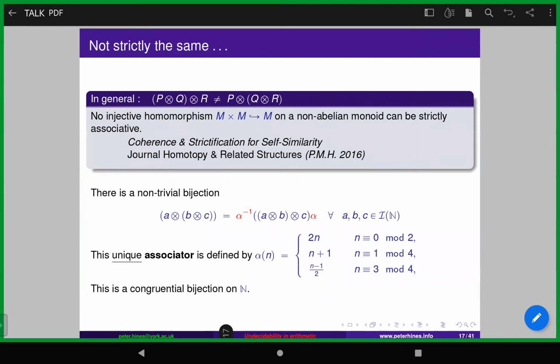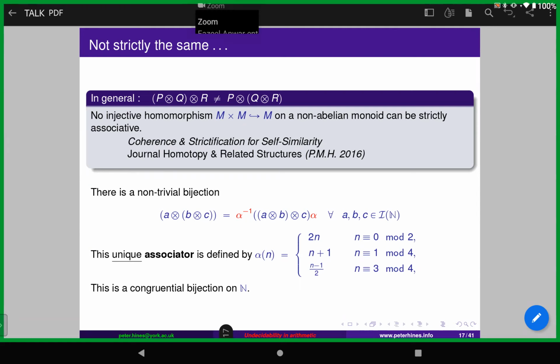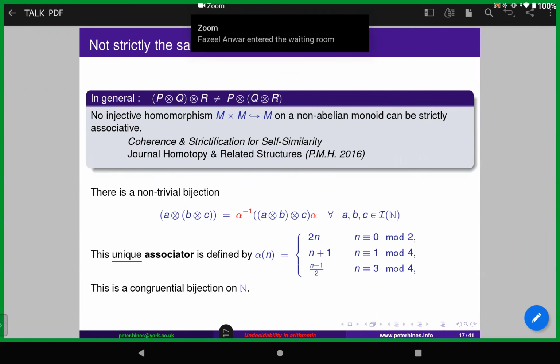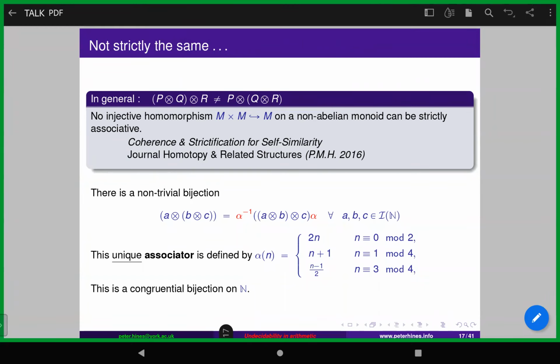And then we discover a property which is somewhat unusual for a conjunction, which is it's not associative. And this is a general property. A paper from 2016 tells us that if you've got any injective homomorphism from 2 copies of a monoid to a single copy of a monoid, assuming the monoid is non-abelian, this can't be strictly associative. Bracketing matters. But it doesn't matter very much, because what we do have is a single bijection on the natural numbers that maps one bracketing to another bracketing by conjugation.